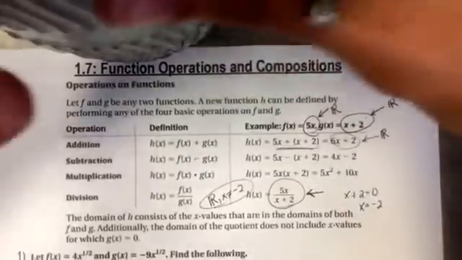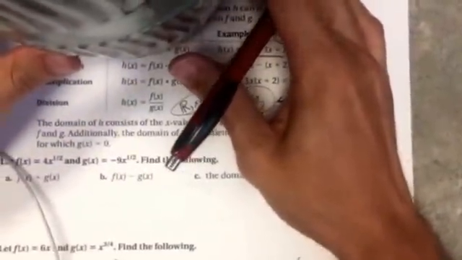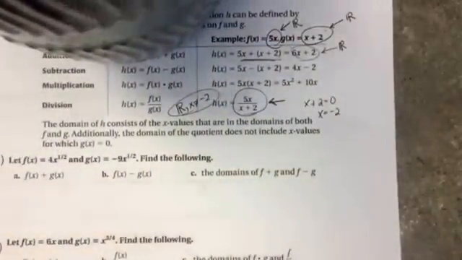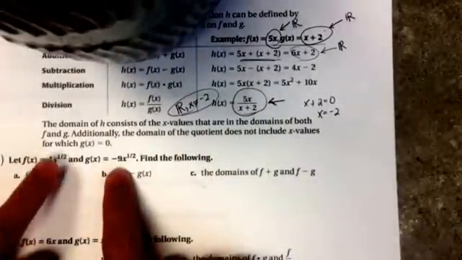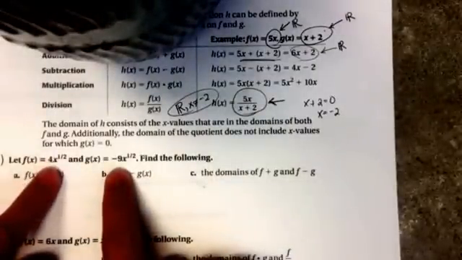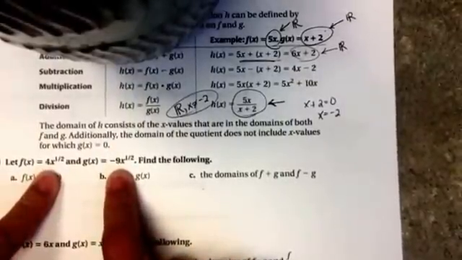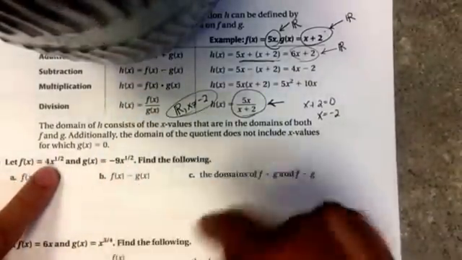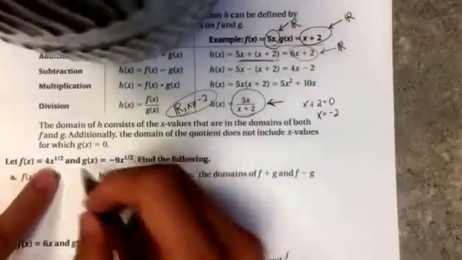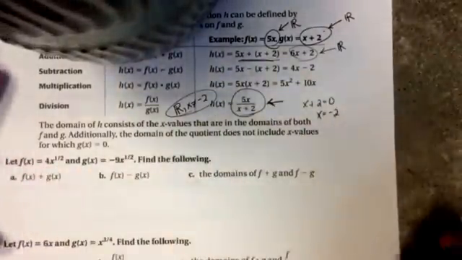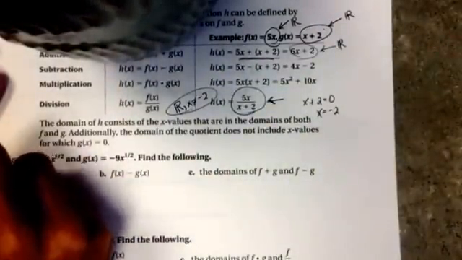So what we're going to do is look at some different kinds of functions and how we do their operations and find their domains. So the first one we're going to do, the first problem here is just addition and subtraction. So notice that these two functions, one of them is 4x to the 1/2, the other is -9x to the 1/2. They are both actually square root functions. 4x to the 1/2 is the same thing as 4 square root of x.